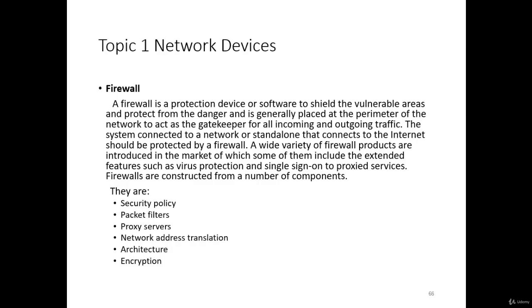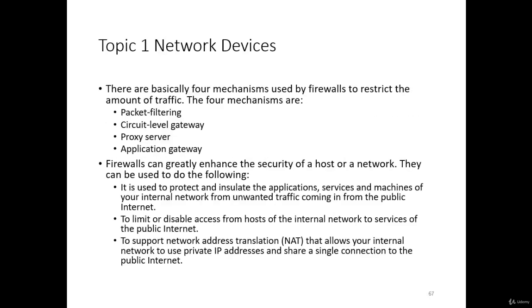Firewalls are constructed from a number of components. They are security policy, packet filters, proxy servers, network address translation, architecture, and encryption. There are basically four mechanisms used by a firewall to restrict the amount of traffic. The four mechanisms are packet filtering, circuit level gateway, proxy server, and application gateway.